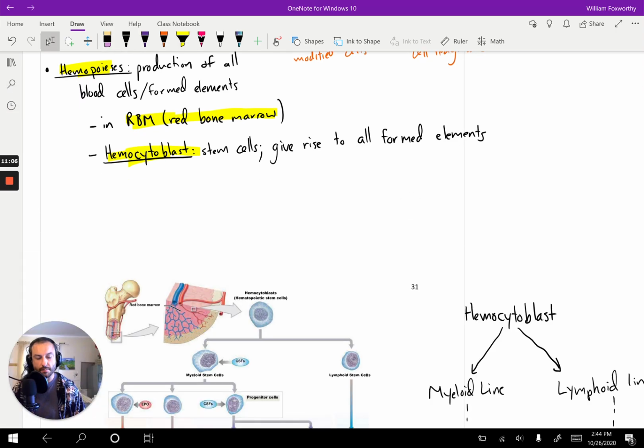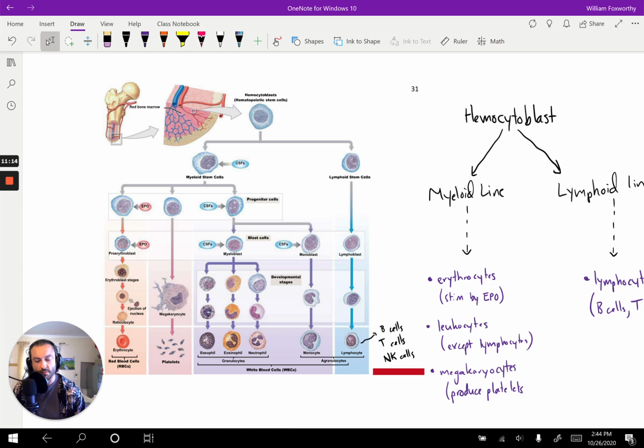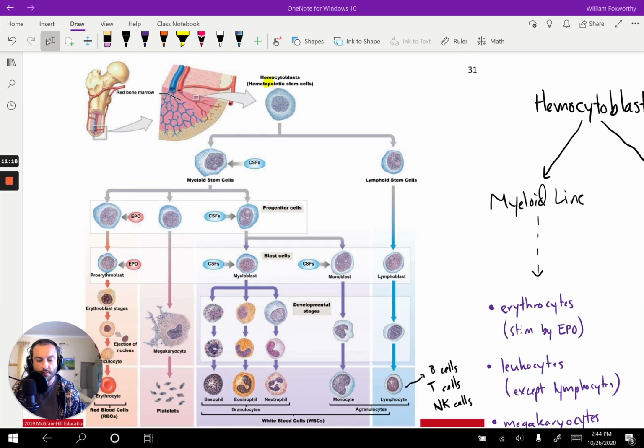And the hemocytoblast is going to be the stem cell that gives rise to all of your other formed elements. So if you look at this cell lineage here, it's pretty complicated. We start with this hemocytoblast, and then we go down one of two lines, the lymphoid line or the myeloid line. And what are we talking about here with lines?